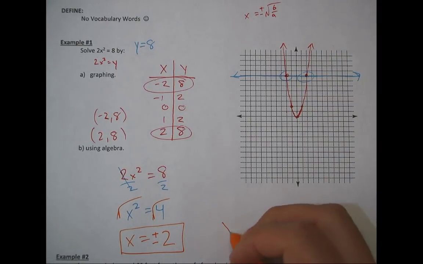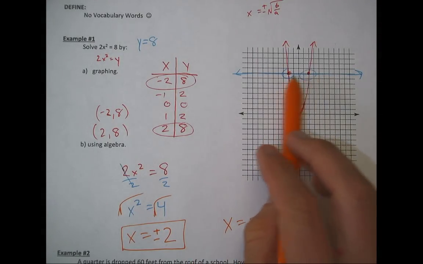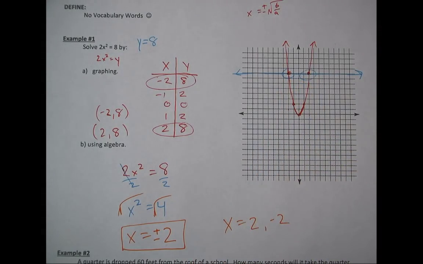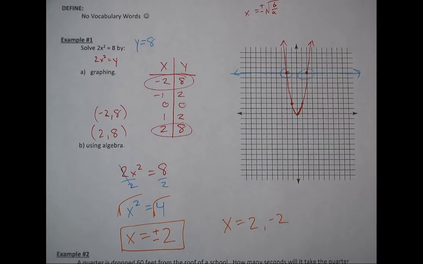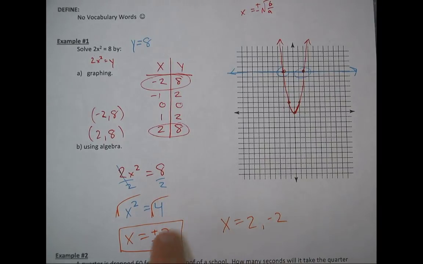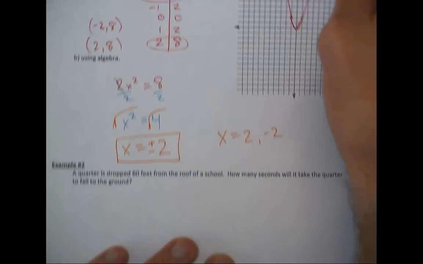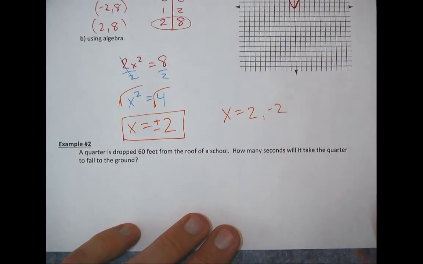And so you can say x equals 2 and negative 2 in a list, or you can just say plus or minus 2. Those are the two spots that this equation has a value of 8. Okay, so that's kind of visually, you can see why there's two answers. So when we take the square root, we've got to remember to put both the positive and the negative version. And now we're going to go ahead and apply this to some word problems.